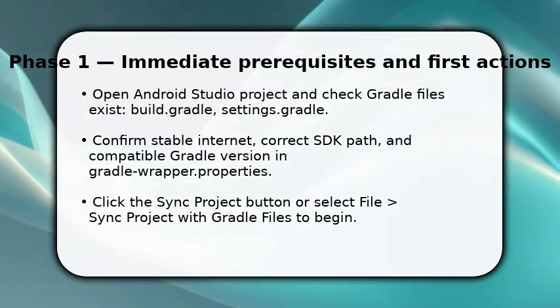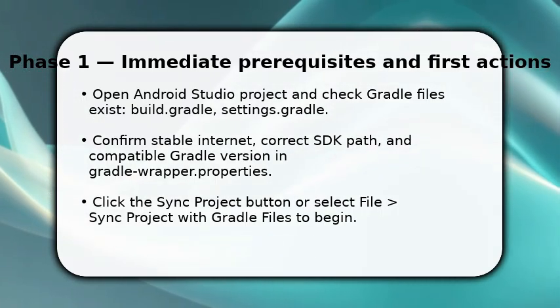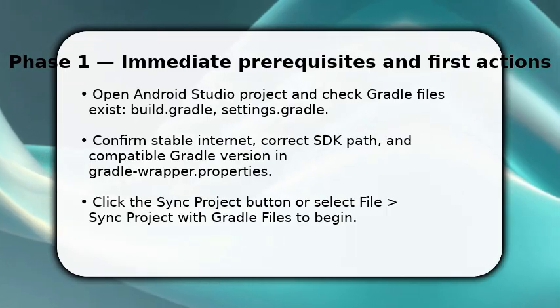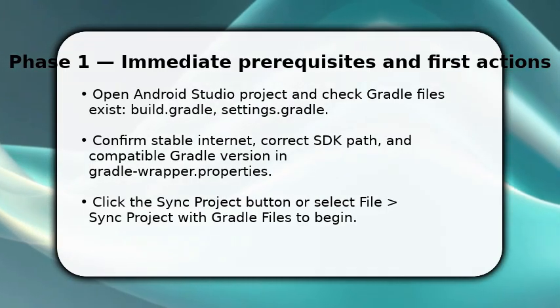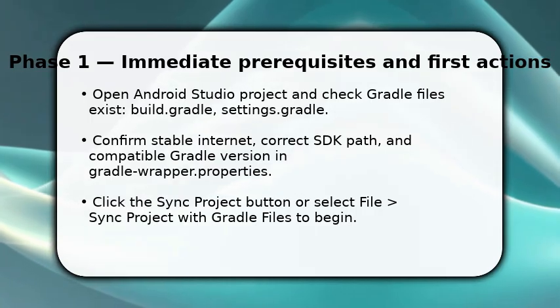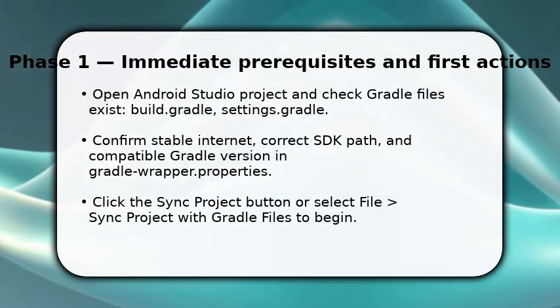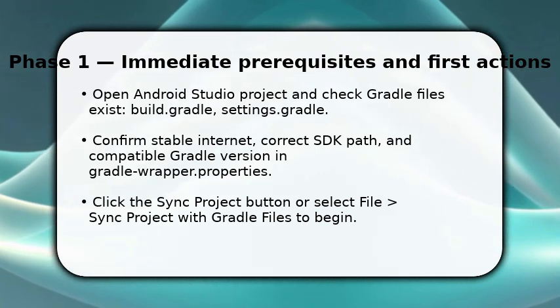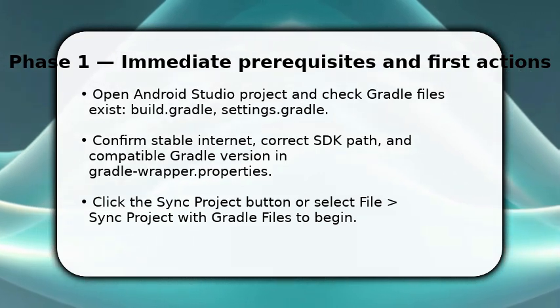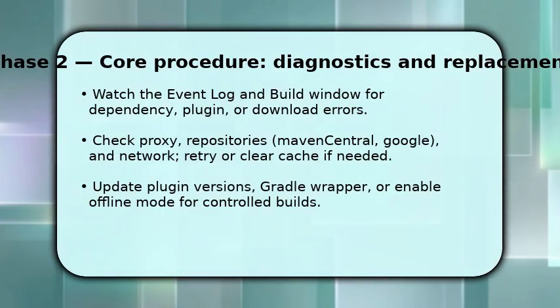Once ready, click the Sync Project button or choose File, Sync Project with Gradle Files. This triggers dependency download and project model generation. Do this now to surface configuration errors early, because sync is the gateway to building and running your app. You'll see progress in the build window and event log.